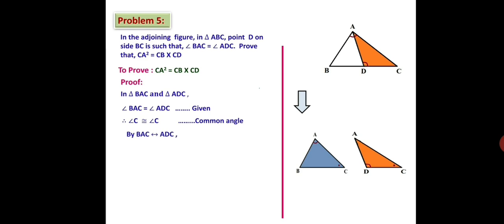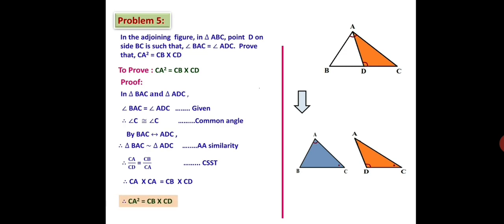Therefore, by one-to-one correspondence BAC with ADC, triangle BAC is similar with triangle ADC by a test of similarity. Consider the corresponding sides. CA upon CD is equal to CB upon CA, that is corresponding sides of similar triangles. Cross multiply, CA into CA is equal to CB into CD, that is CA square is equal to CB into CD. That is what we have to prove.